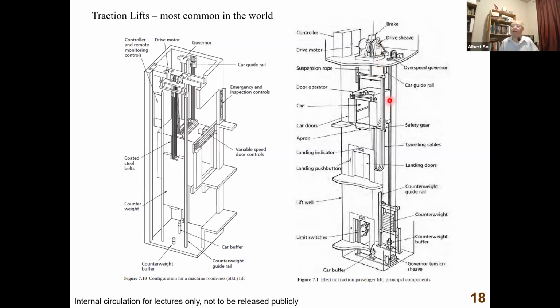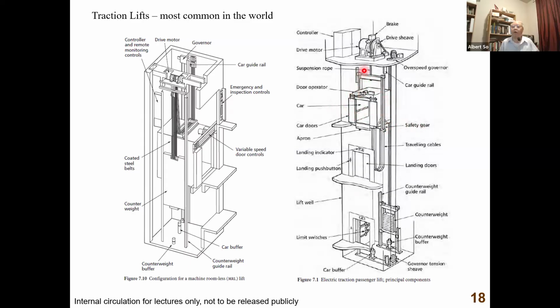Right now, this one is called the overspeed governor. The overspeed governor is used to detect the speed of the lift when the lift is going downward. If the lift is going downward at a very high speed, over the rated speed, then the overspeed governor will trigger the safety gears. The safety gears are the last means of safety protection of a car.